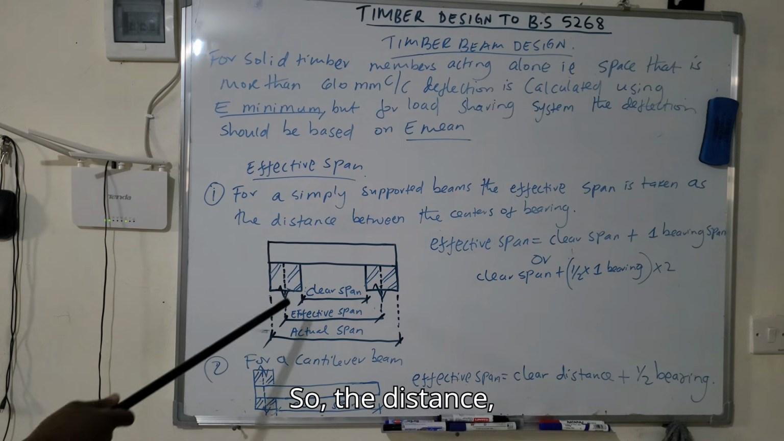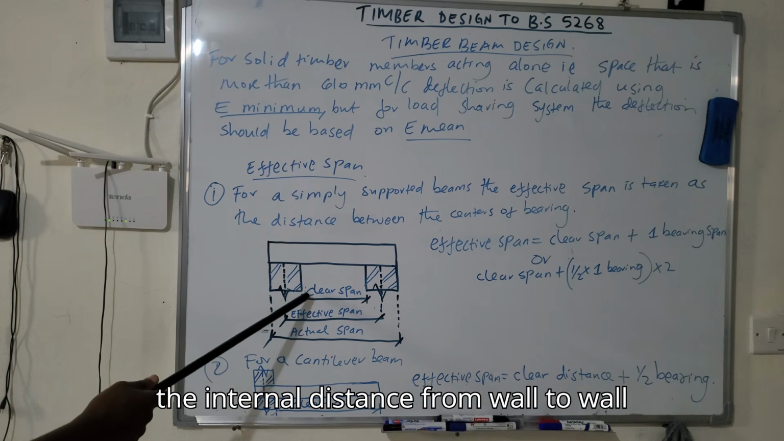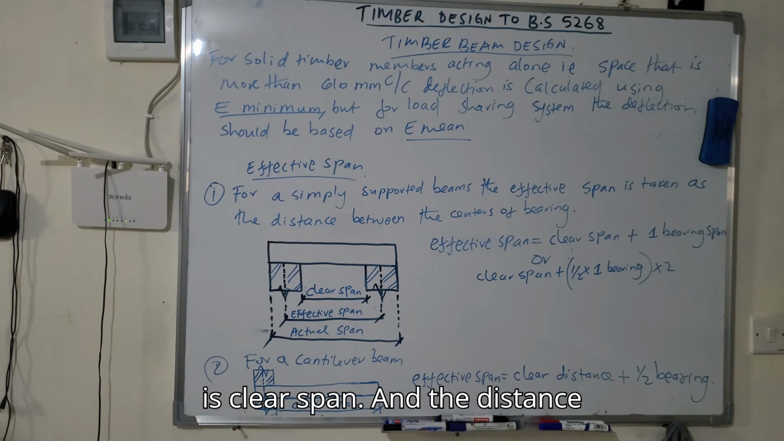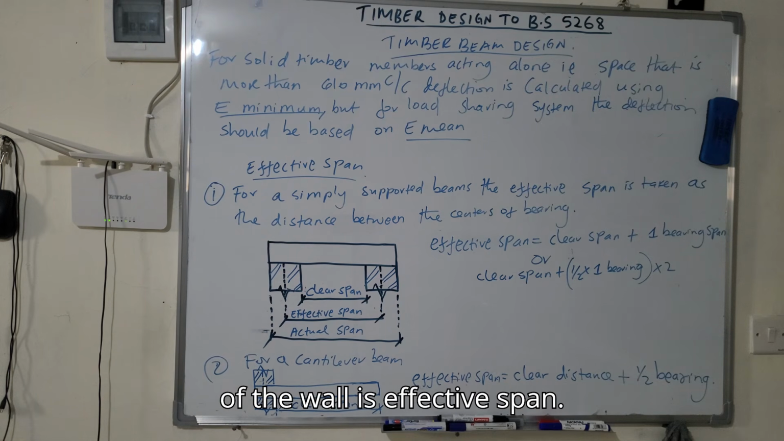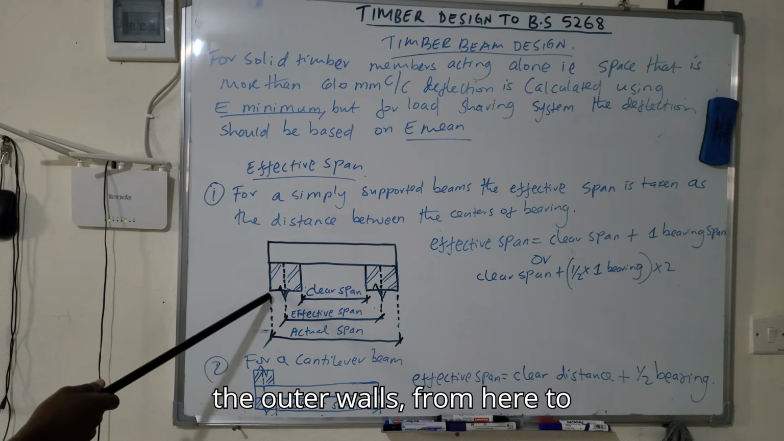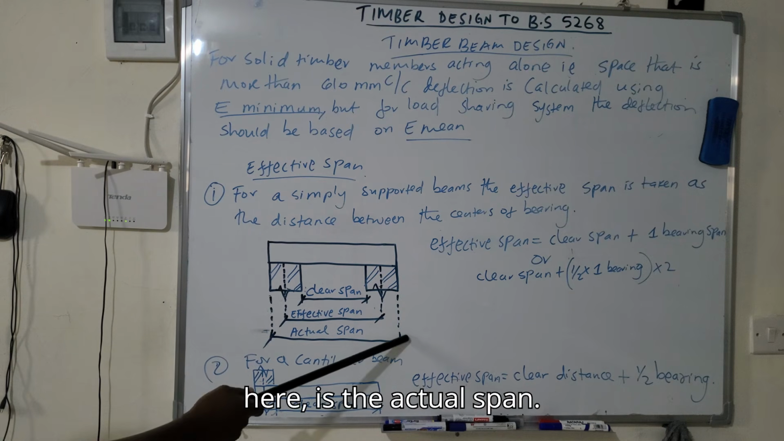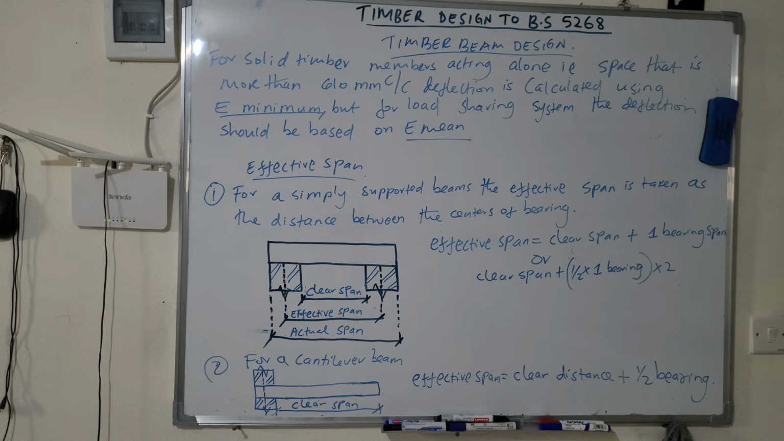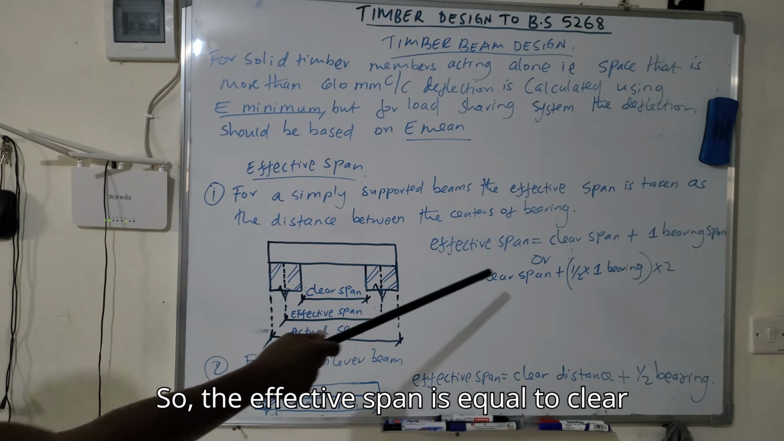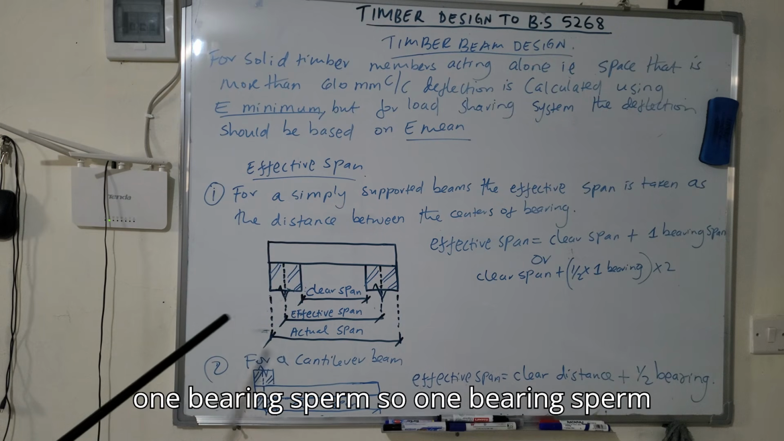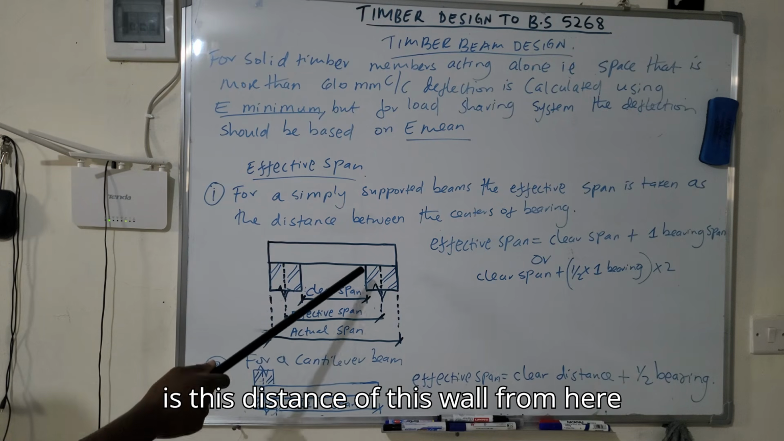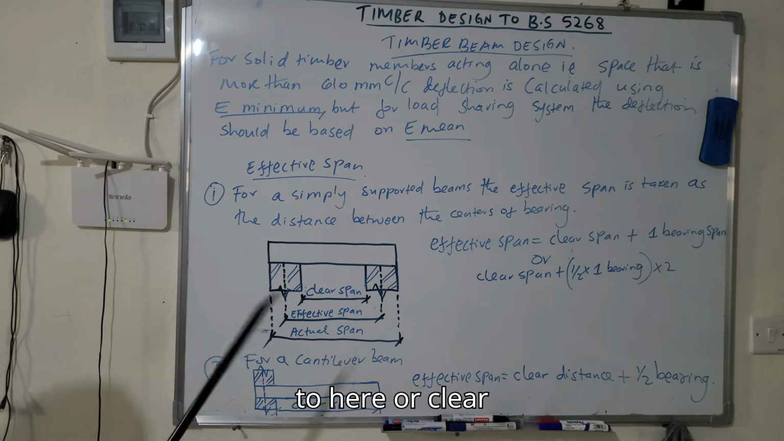So the distance, the internal distance from wall to wall is clear span. And the distance from the center of the wall to the center of the wall is effective span. And the distance between the outer walls from here to here is the actual span. So the effective span is equal to clear span, which is this distance from here to here, plus one bearing span. So one bearing span is this distance of this wall from here to here.